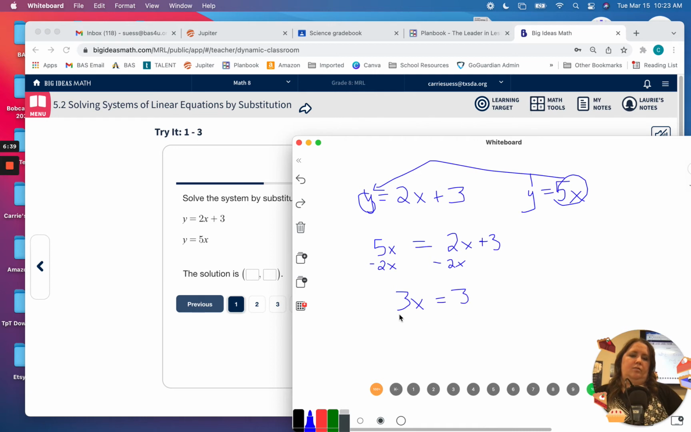Okay, how do I solve for x? So then x equals 1. So now I'm going to plug it in this first one where y equals 5x. Y equals 5 times, what's x? What's 5 times 1? 5. So my solution is y equals 5. Put it in a point, 1, 5.